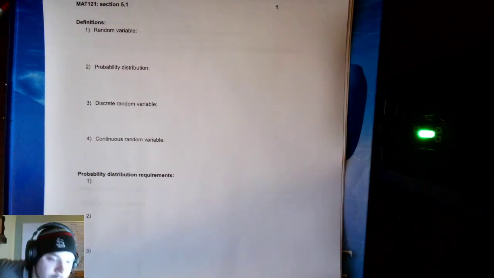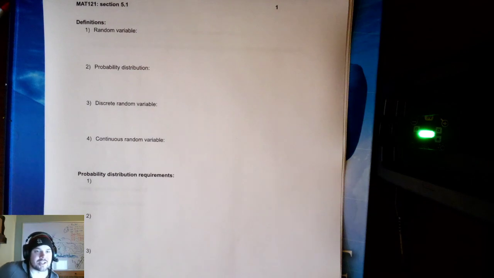Today we're going to be talking about Math 121, Section 5.1. And for this section, we're going to start off with a couple definitions.